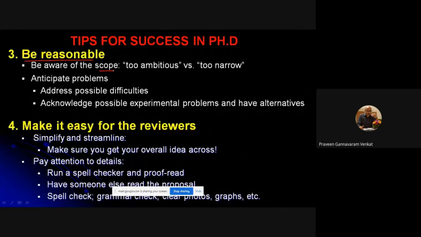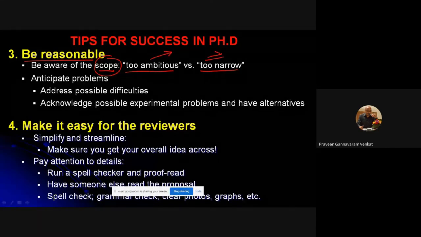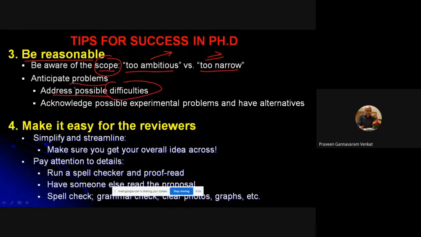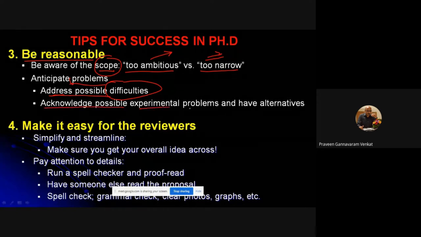And the next one is be reasonable. Be aware of the scope. The scope should not be too ambitious or too narrow. It should not be too elaborate and should not be very narrow. Anticipate some problems and address the difficulties. There will definitely be some problems, so anticipate them and address them accordingly. Acknowledge possible experimental problems and have alternatives. Suppose some experimental analysis is taken from the literature survey, so you have to acknowledge the process. The acknowledgement is also given there, in that fourth chapter.